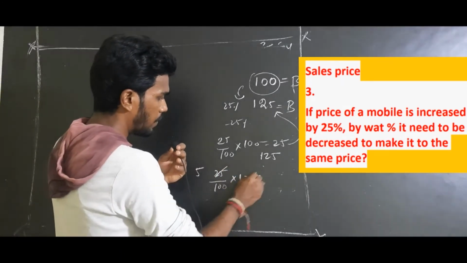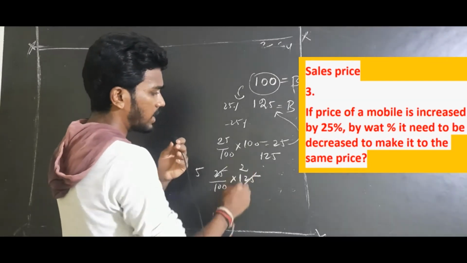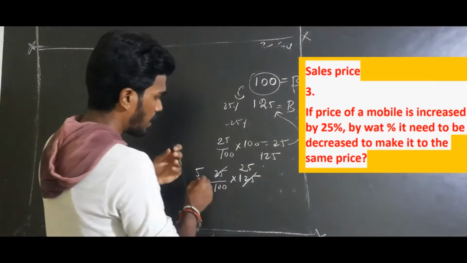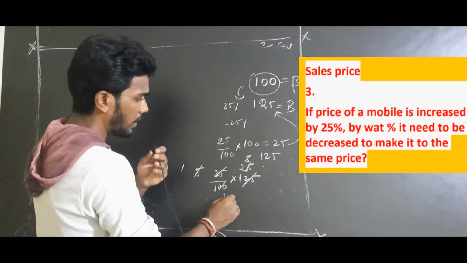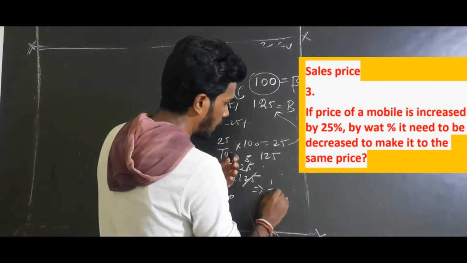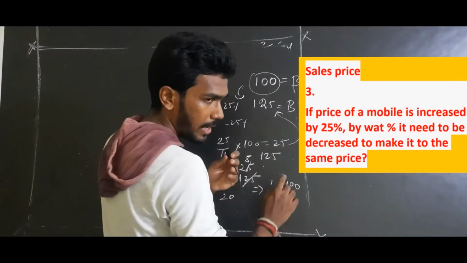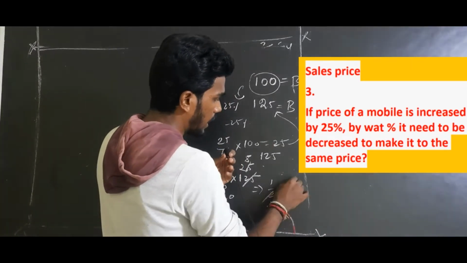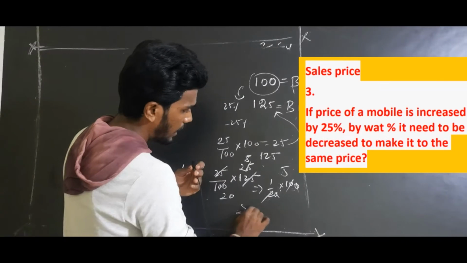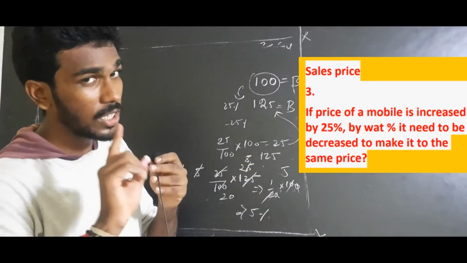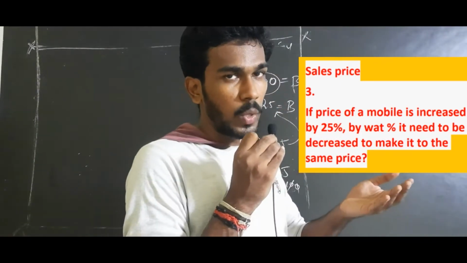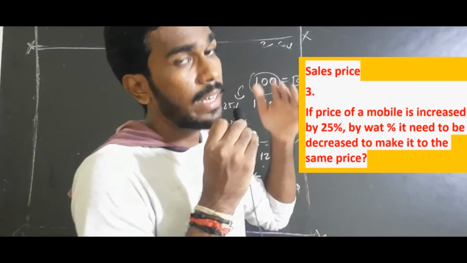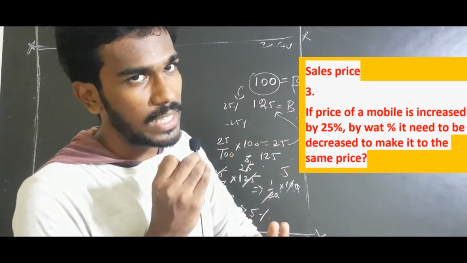5 5s are 25, and here 5 2s are 10, and 25 times 5 1s are 5, 5 5s are 25, so again 20. So I get 1 by 20, convert it to multiply by 100 to make it a percentage. It's nothing but 5. It's just 5%, it's not 25%. So when you minus 25% directly from 125, that is not the real scenario.